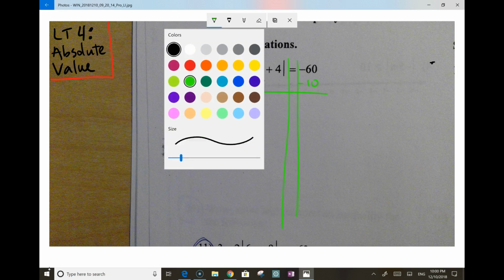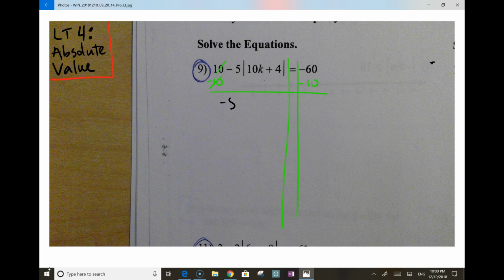And what you get is -5 times the absolute value of 10k plus 4 is equal to -70. Okay? Now, this -5, as I said before, is multiplying, and the opposite of multiplication is division. So the correct way to deal with this -5 is to divide it, because that operation is the opposite of what's holding it together to the absolute value.